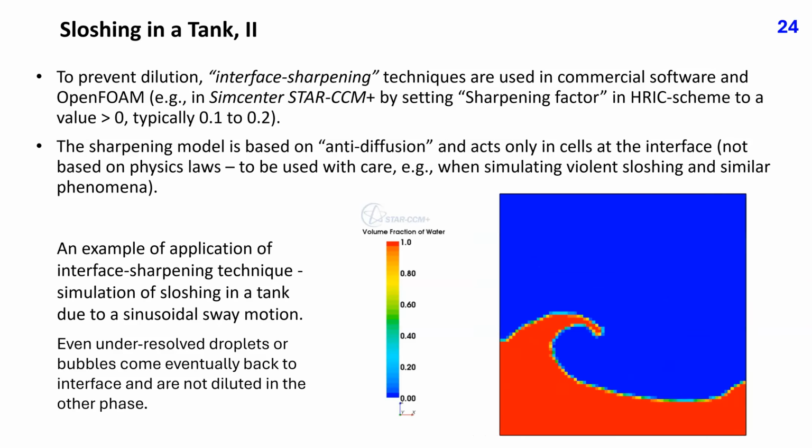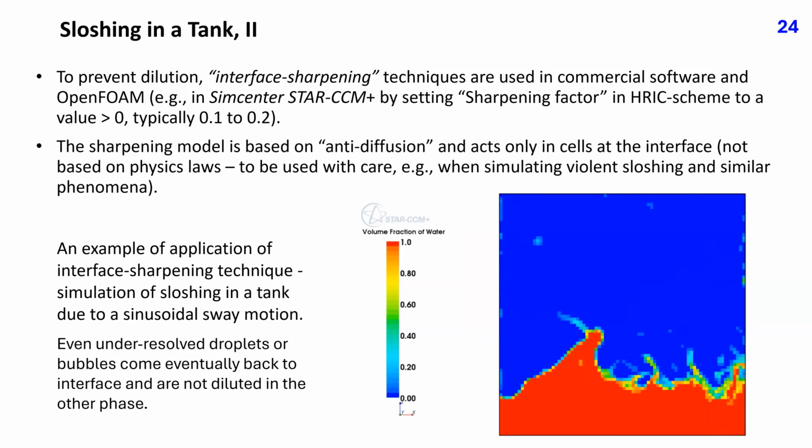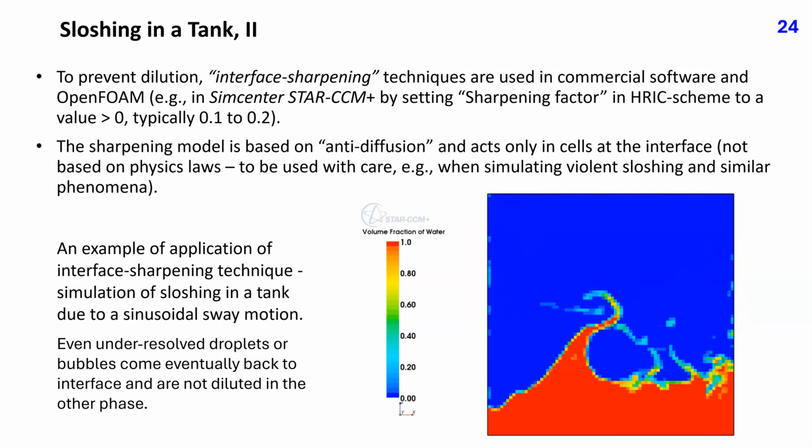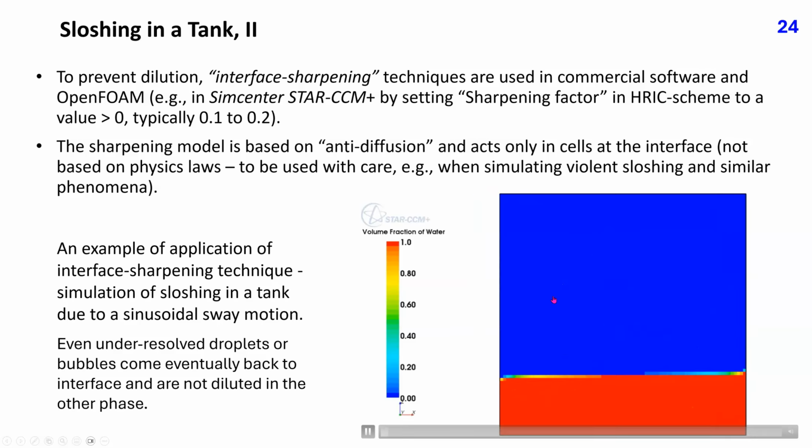After splashing, small droplets are created which cannot be resolved by the grid. Without activating the sharpening feature, the small droplets will disappear and dilute in air. With the sharpening feature active, these droplets can be followed until they fall onto a free surface, which leads to more realistic results.